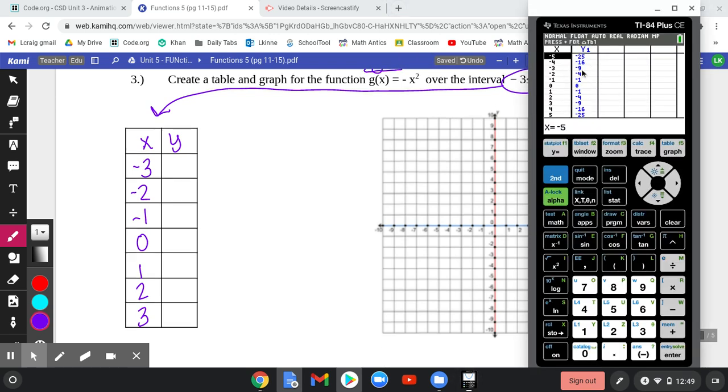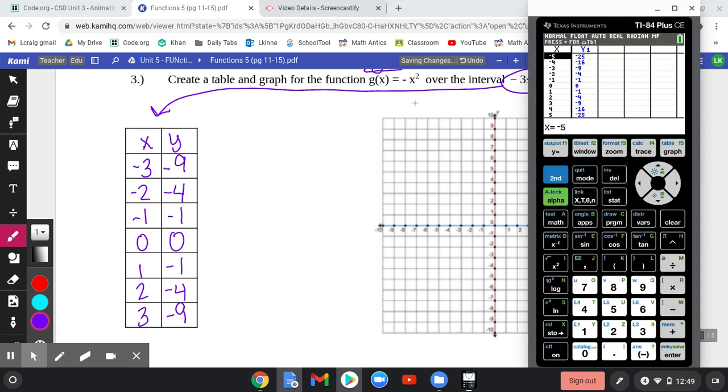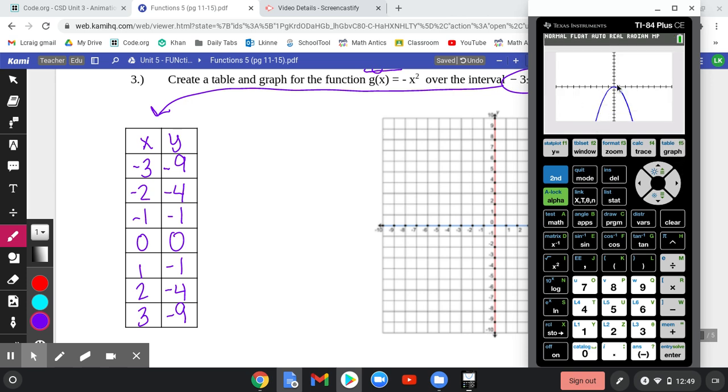So -3 would be -9, -4, -1, 0, -1 again, -4, -9. All right, just get those exact values right from the table. That's all I did. And then again, when you go to graph, your picture should look like that. If it doesn't, you're plotting your points incorrectly.